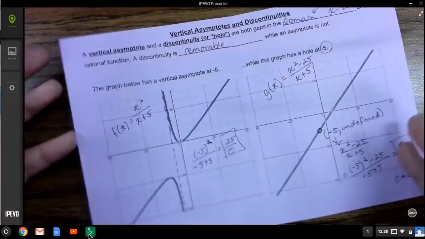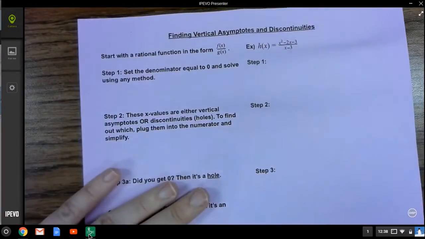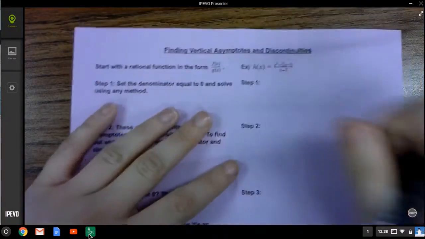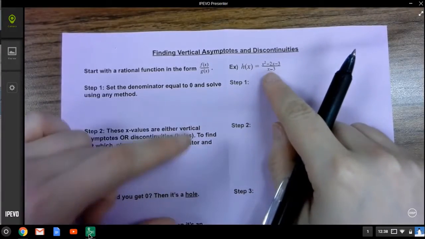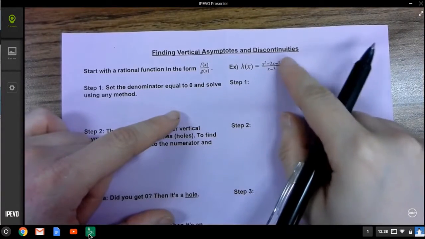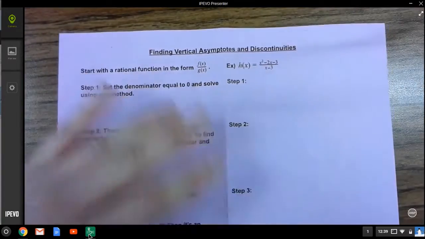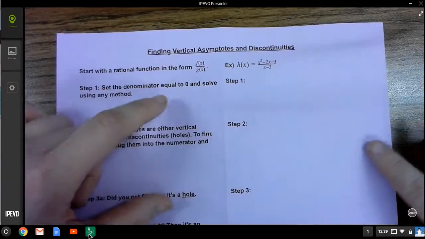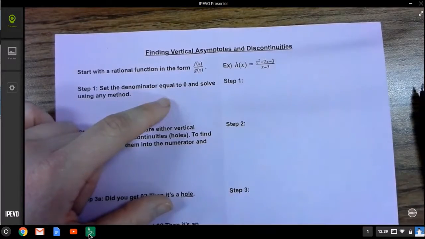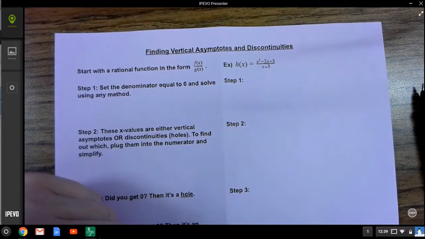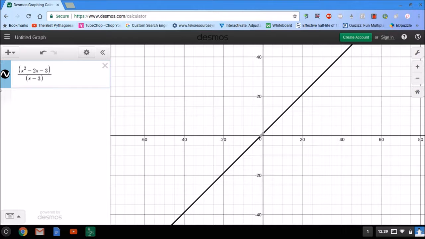So let's go ahead and try some. Let's open this up. And I've got some steps for you here, but it always kind of amounts to the same thing. Find out where your denominator equals 0, then plug the number back in and see if you get 0 on top or something else on top. I'm going to actually go ahead and graph this first so that we can get some idea of what we're going to look for.